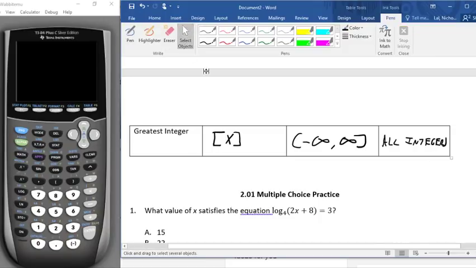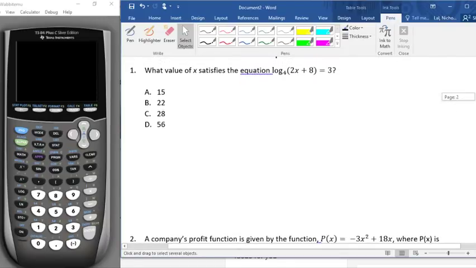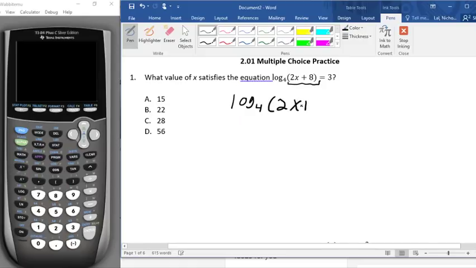All right, so 2.01 multiple choice practice. Let's get into the practice problems. What value of x satisfies the equation log base 4 of (2x plus 8) equals 3? So what we first have to do is swoosh the logarithm to get the x out of this parentheses. So you have log base 4 of (2x plus 8) equals 3.